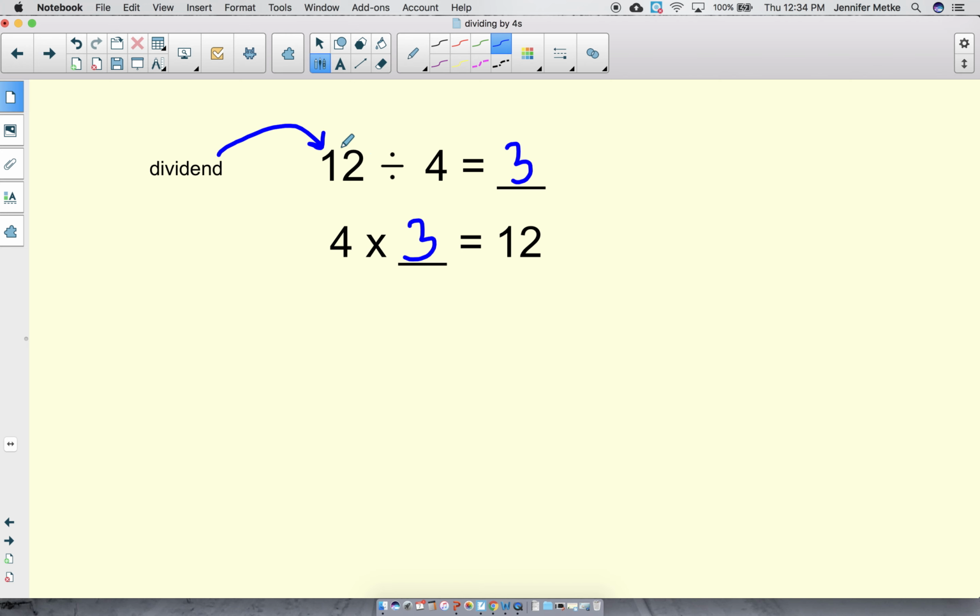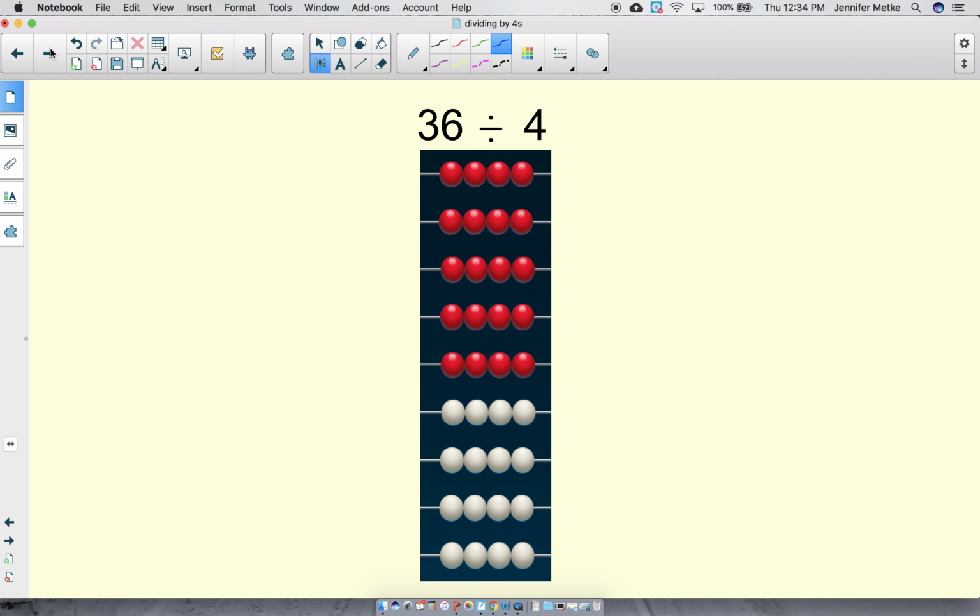So in our division problem, the total is the first number, which is called the dividend. In a multiplication problem, the total ends up at the end, that's the product. And so since we have this relationship between multiplication and division, we can use one to help us solve the other. But let's say I don't know that.